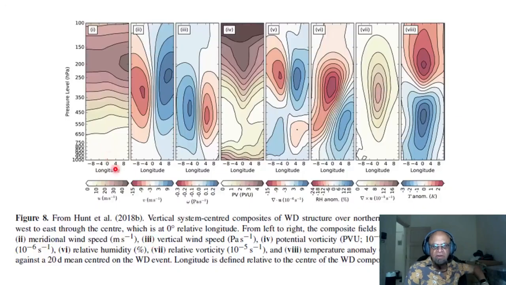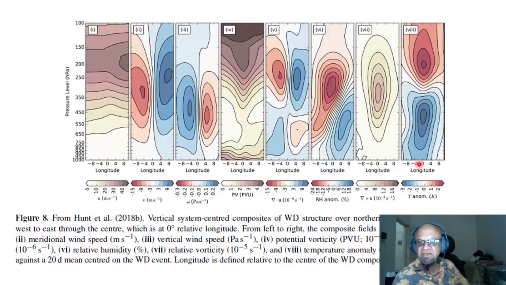So here, relative longitude. From left to right, the composite fields are zonal wind anomalies, meridional wind speed, vertical wind speed omega, potential vorticity, already I mentioned, divergence, relative humidity, relative vorticity. So this is curl U, relative vorticity, planetary vorticity, as opposed to potential vorticity, and then you have temperature anomalies. Okay, so what does it tell you?